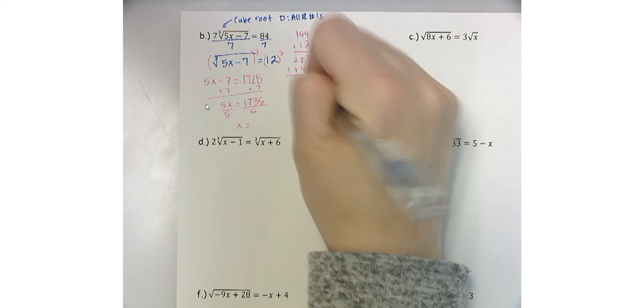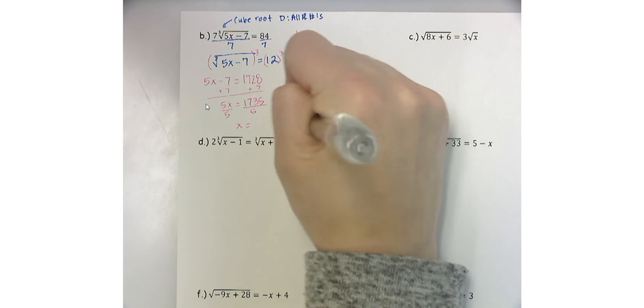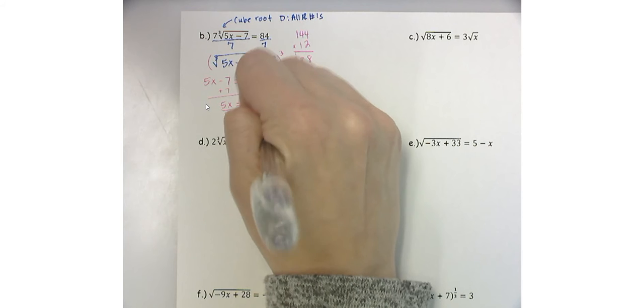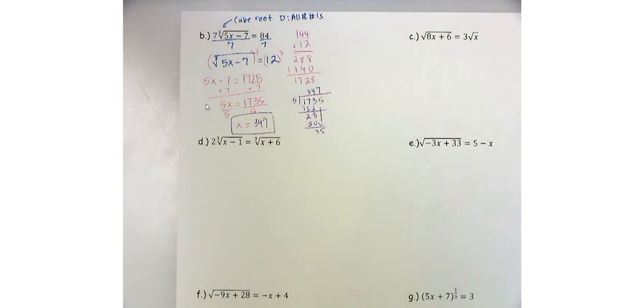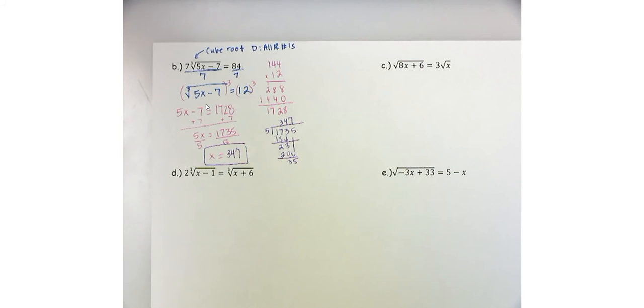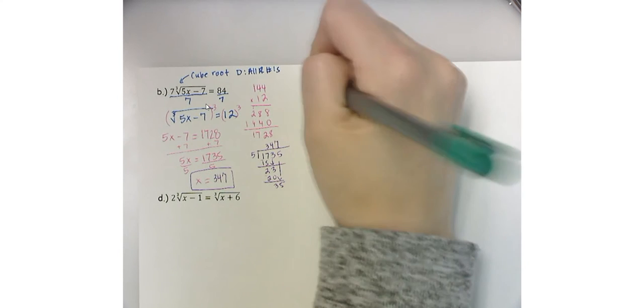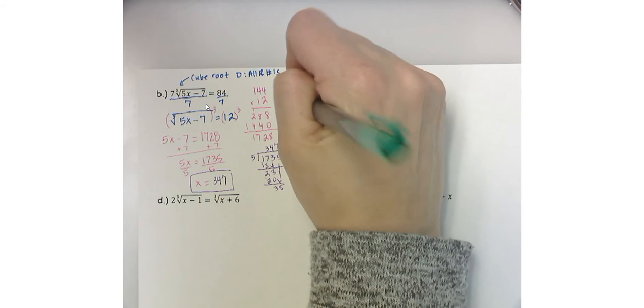Now, when you are checking this, let's keep in mind some things that we already know. So this is 7 cube root of 5 times 347 minus 7. And we want to show that that equals 84, okay? So we can't do anything to both sides. When we're checking, you just have to evaluate this side.